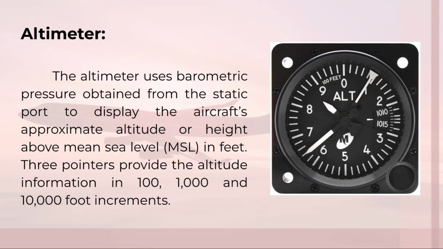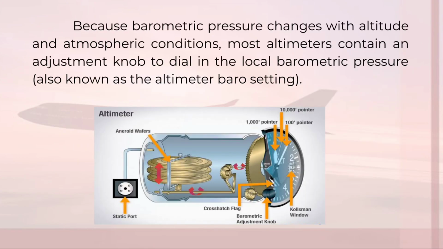Altimeter. The altimeter uses barometric pressure obtained from the static port to display the aircraft's approximate altitude or height above mean sea level in feet. Three pointers provide the altitude information in hundreds, thousands and 10,000 foot increments. Because barometric pressure changes with altitude and atmospheric conditions, most altimeters contain an adjustment knob to dial in the local barometric pressure, also known as the altimeter baro setting.